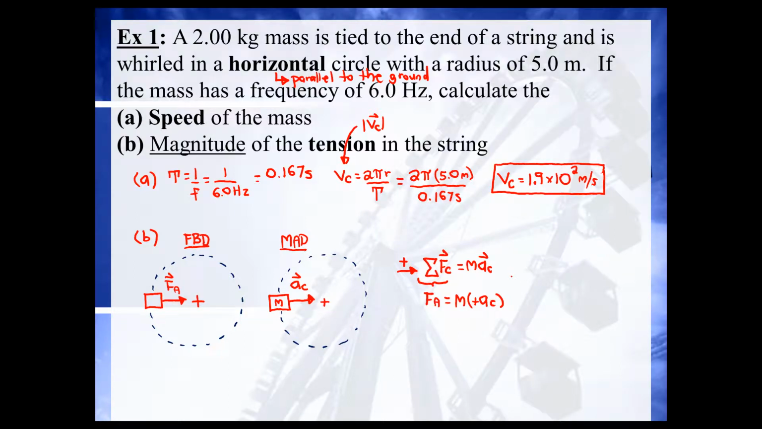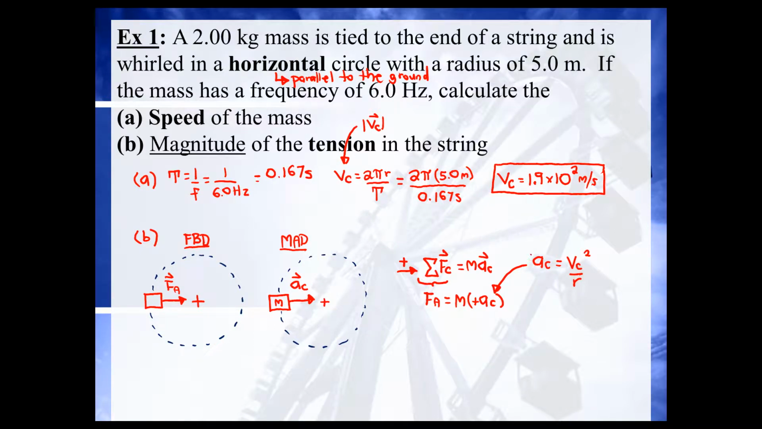Now, the extra thing I can do for a circular motion question is I have equations I can plug in for the centripetal acceleration. One equation is useful if you know the speed. One equation is useful if you know what the period is. In this case, we just calculated the speed, so let's use the equation that has speed in it. So in the place of AC, I'm going to plug in this equation. AC is equal to VC squared divided by R.